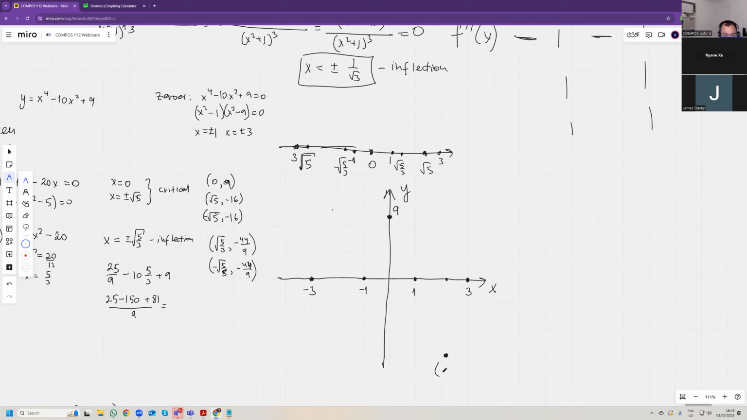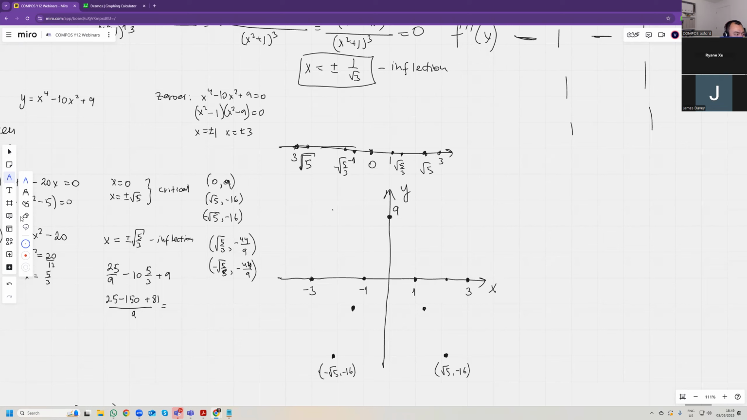So that looks like it's going to be a minimum. Root 5, minus 16. And the symmetrical point here, minus root 5, minus 16. What else? And then we have root 5 over 3, minus 44 over 9, so that's roughly minus 5. So root 5 over 3 is somewhere here and here, and those are the inflection points.